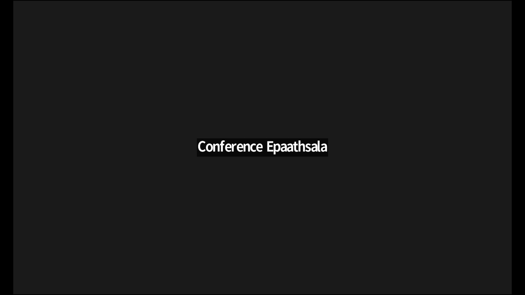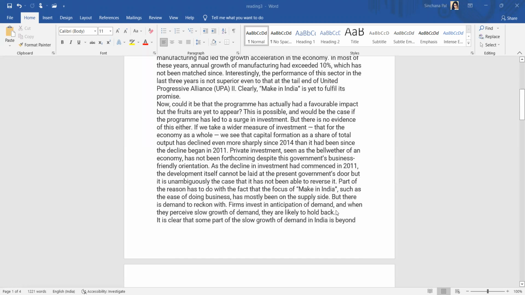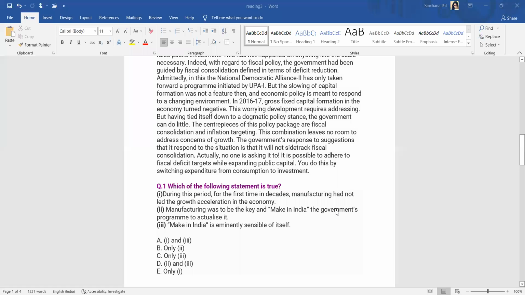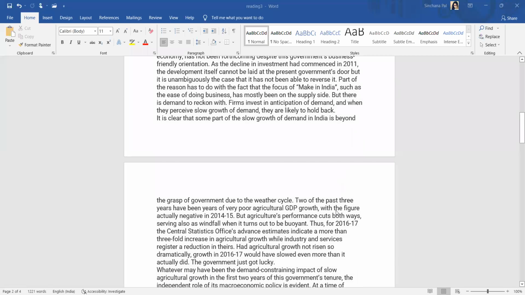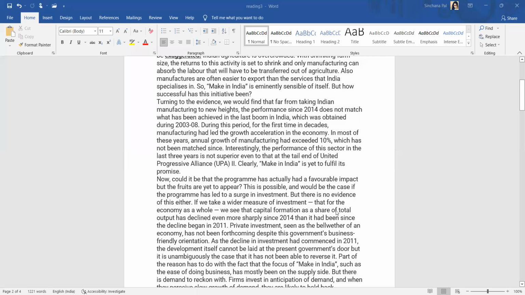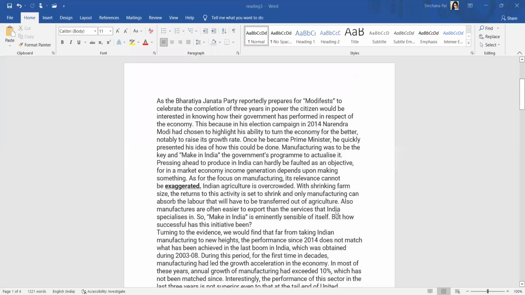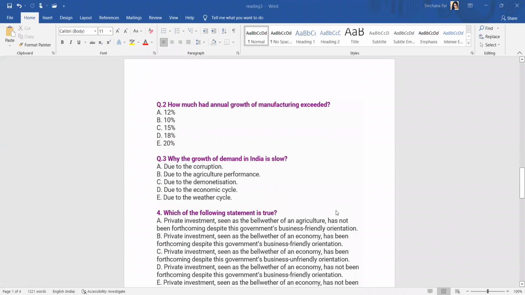So I'm sharing my screen. Okay, this is one comprehension passage. It's quite big. In competitive exams, this type of passage only comes. It's one passage taken from the IBPS exam. So you have a time constraint in this type of exam. You have to read the whole passage, understand the concept, then read the questions.